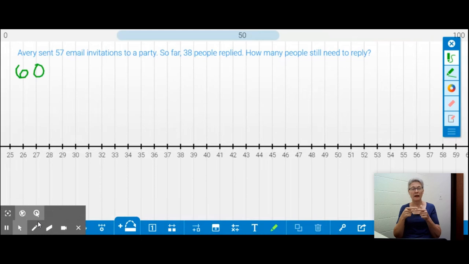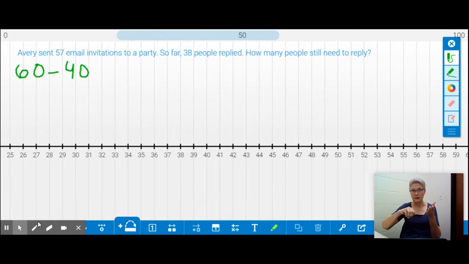Then I have to think about how many people have already replied. I know that 38 people have replied. 38 falls between 30 and 40. It's 2 away from 40 and 8 away from 30. So I'm going to round to the closest 10, which is 40. When I subtract, 60 minus 40 is 20.